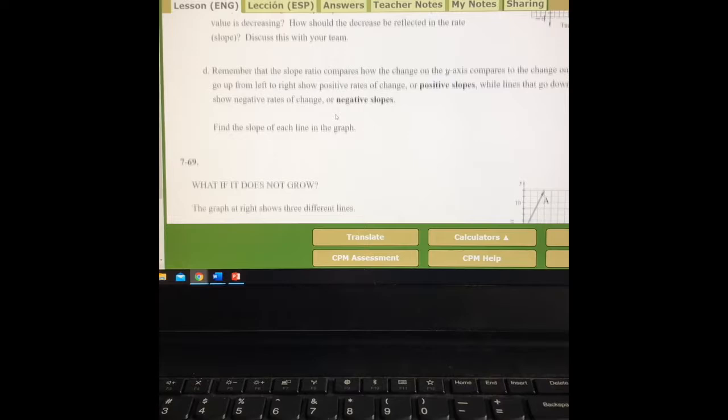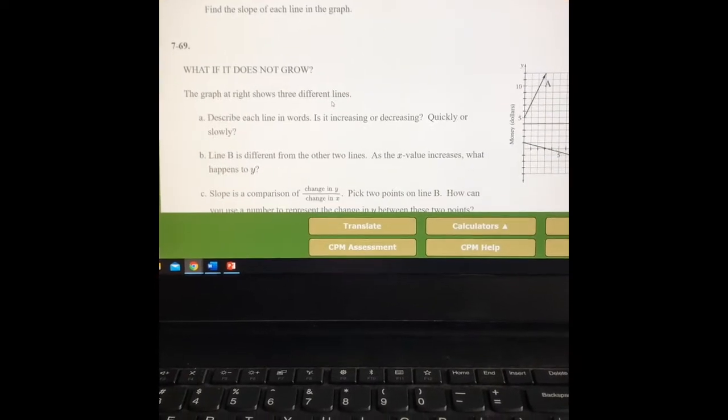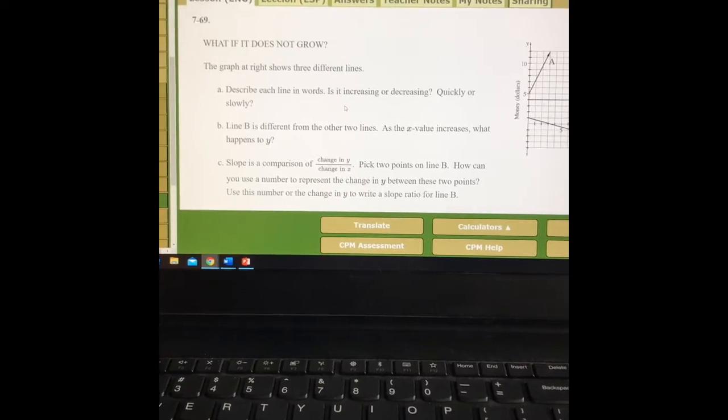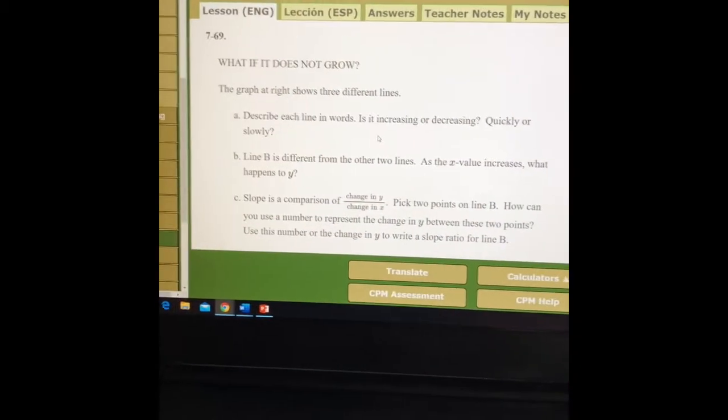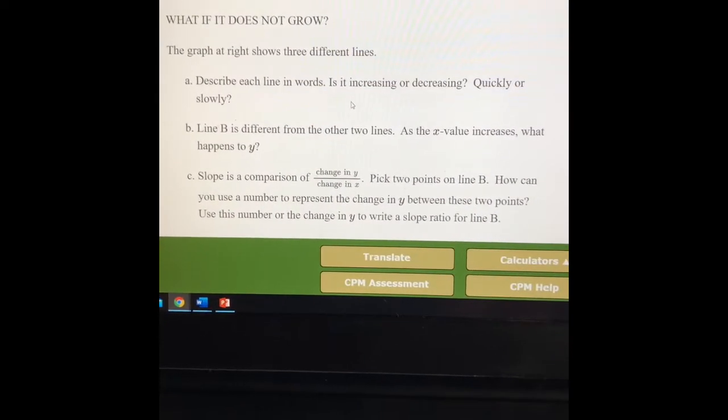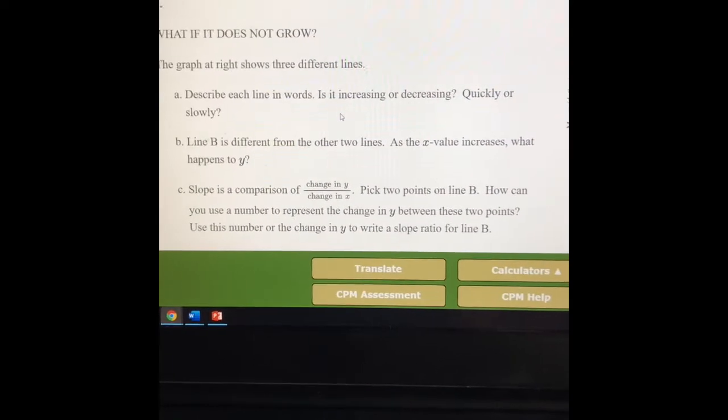Okay. So here we go again with another graph, 769. So it says, what if it does not grow? The graph at the right shows 3 different lines. So part A, and here's the graph. Part A says, describe each line in words. Is it increasing or decreasing, quickly or slowly?